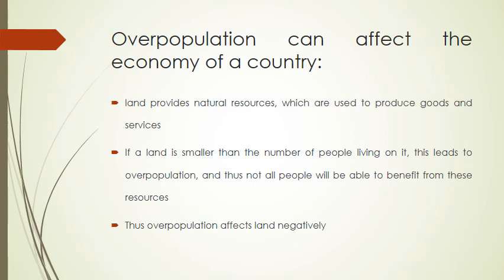Land provides natural resources which are used to produce goods and services. If the land is smaller than the number of people living on it, this leads to overpopulation, and thus not all the population will be able to benefit from these resources. Thus, overpopulation affects land negatively.